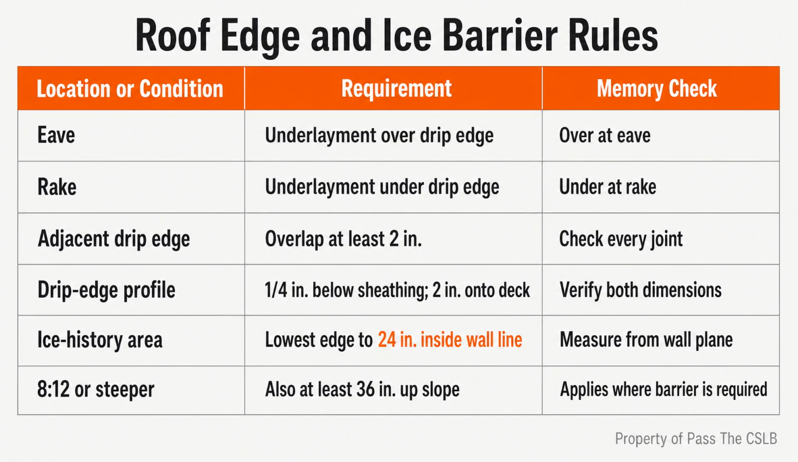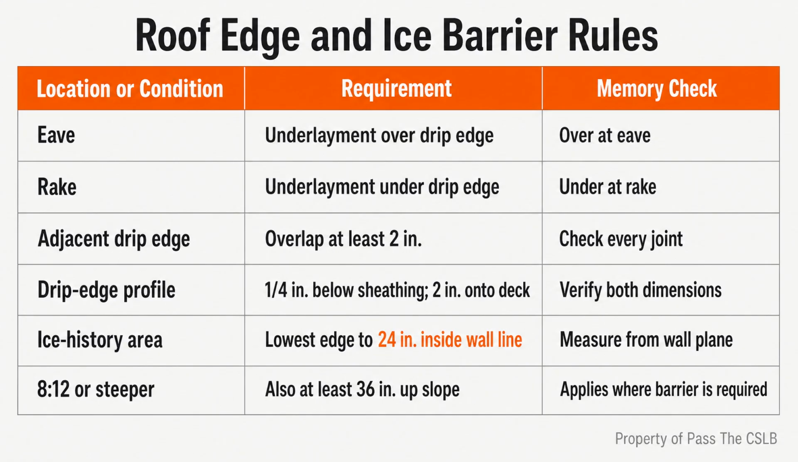Ice barrier measurement starts with climate, not with a universal assumption. The supported requirement applies in areas with a history of ice forming at the eaves. Where that condition triggers the barrier, the measurement runs from the lowest roof edge to a point at least 24 inches inside the exterior wall line of the building. The phrase inside the wall line is the part most likely to prevent an estimating mistake. The requirement is not simply a 24-inch strip measured from the gutter edge.